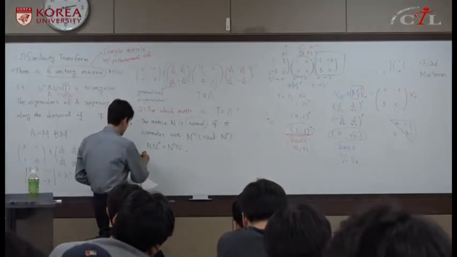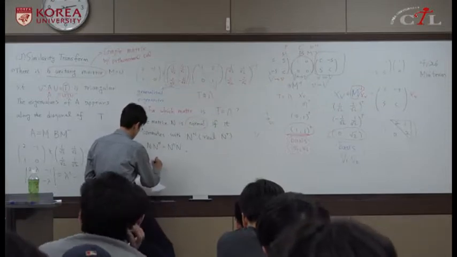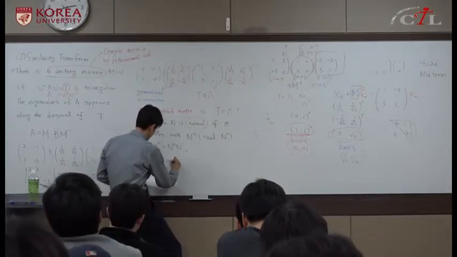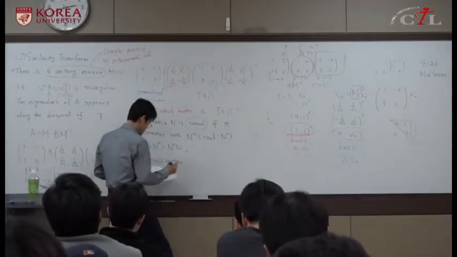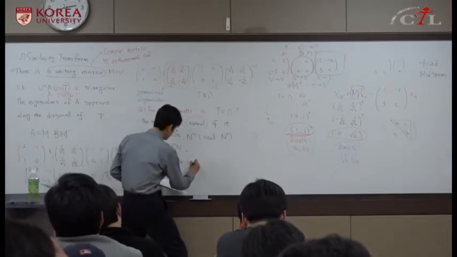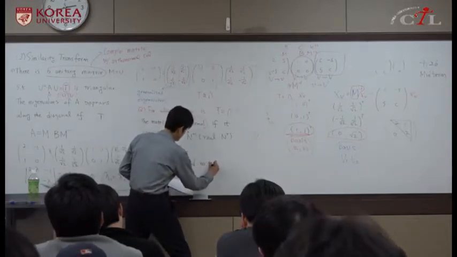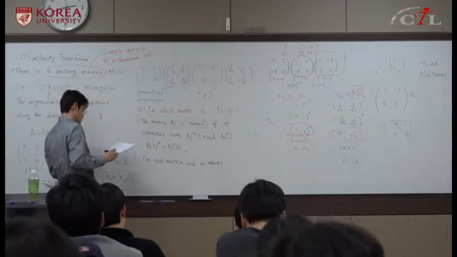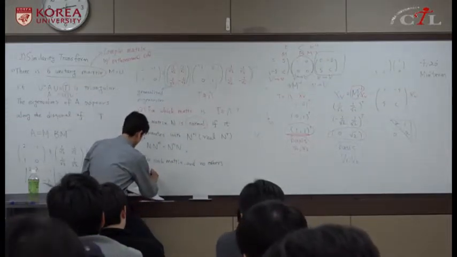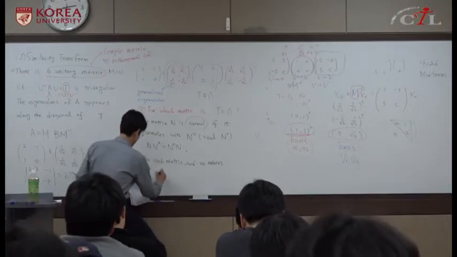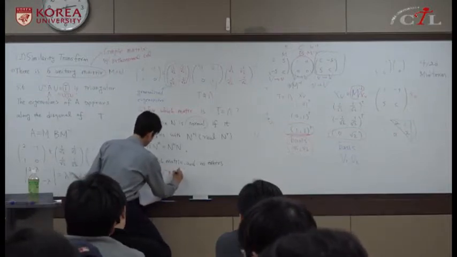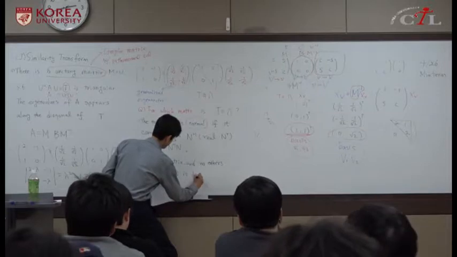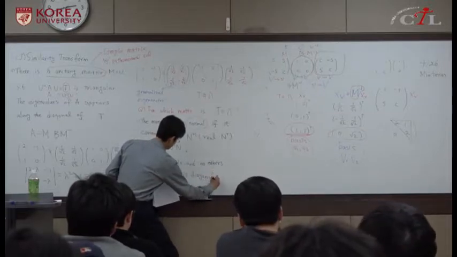For such matrices, and no other, only for those matrices, the triangular form T, U inverse N U, is diagonal. Okay.